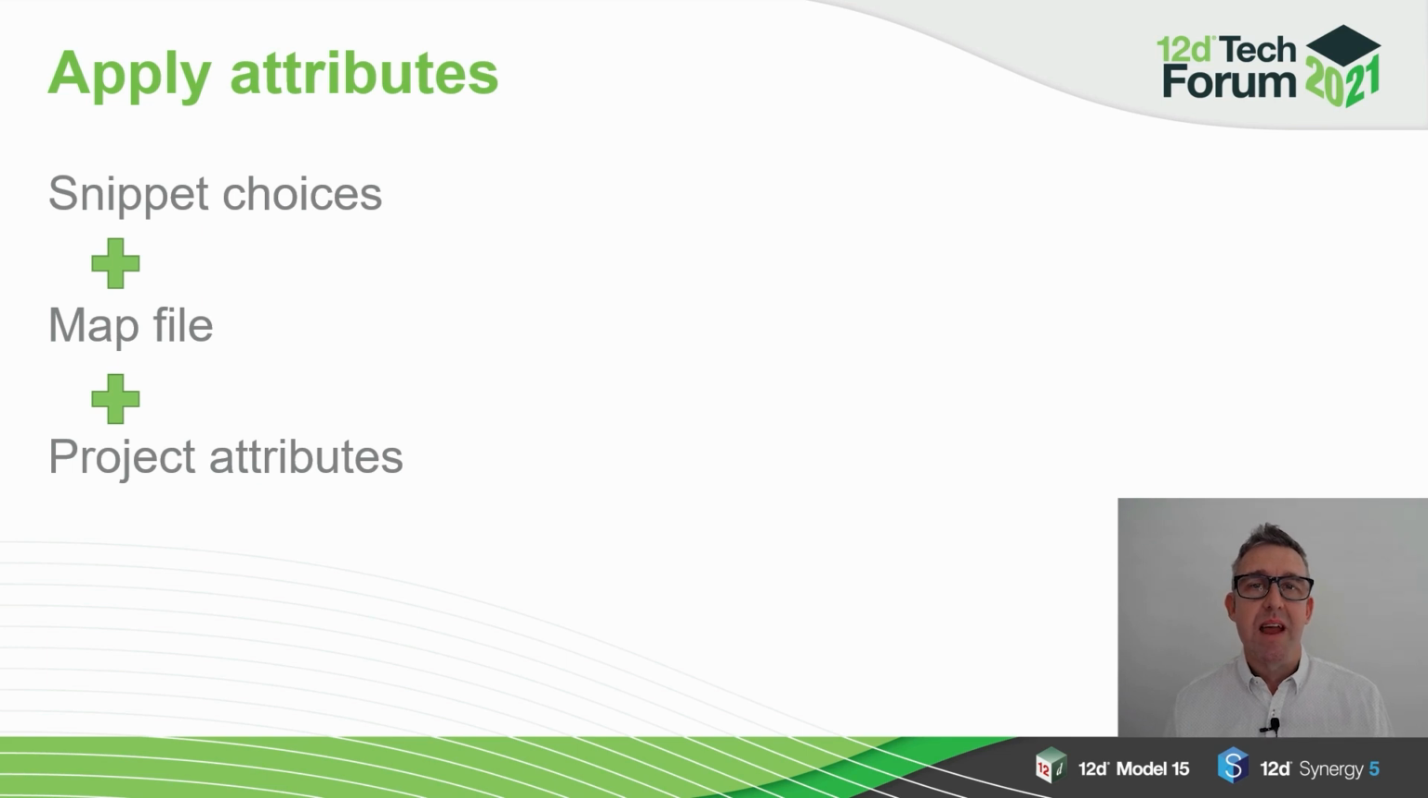Attributes on 12D elements are to be applied to 12D generated designs in three ways: map file, MTF snippets, and the attribute manipulator tool. Map file and snippet attributes are designed to be automatically added during standard MTF modeling techniques and will not require user involvement generally.